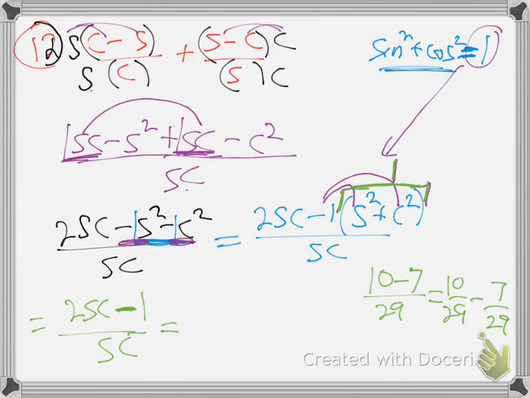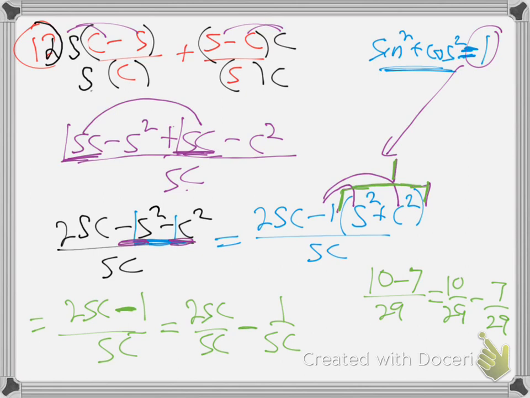Just common denominator backwards. So in other words, I'm saying make it 2SC over SC minus 1 over SC. Do you see that? See what I just did there? I just separated it over a common denominator.